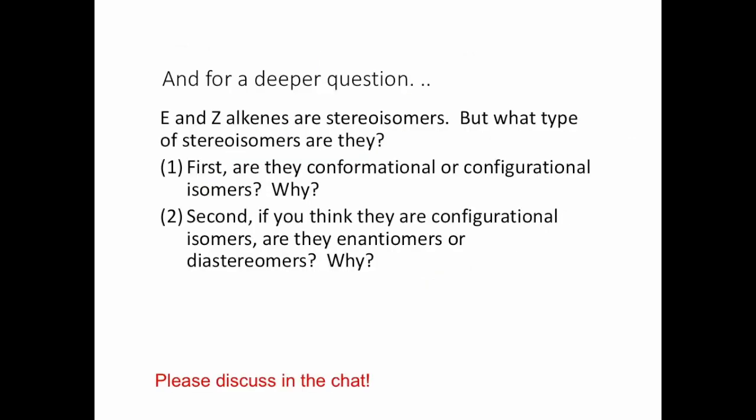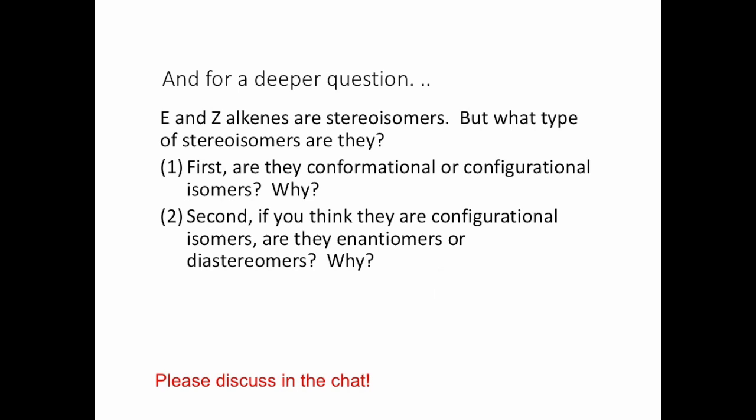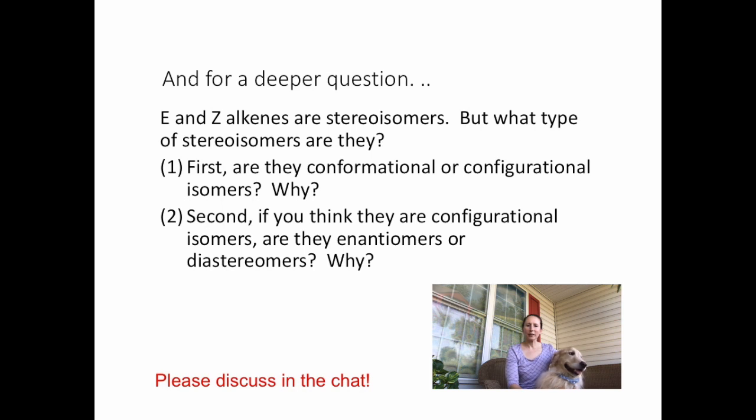E and Z alkenes are stereoisomers, but what type of stereoisomers are they? I want you to discuss in the chat these 2 questions. First, are they conformational or configurational isomers? Why would that be? Second, if you think they are configurational isomers, are they enantiomers or are they diastereomers? Why? Please discuss your thoughts in the chat. Now don't forget that there is restricted rotation around carbon-carbon double bonds. That will help you determine if these are conformational or configurational isomers.